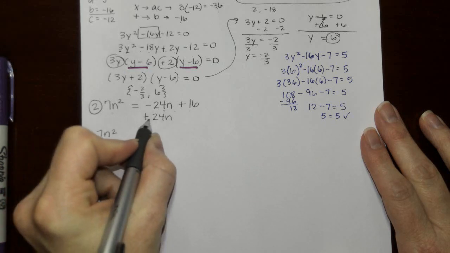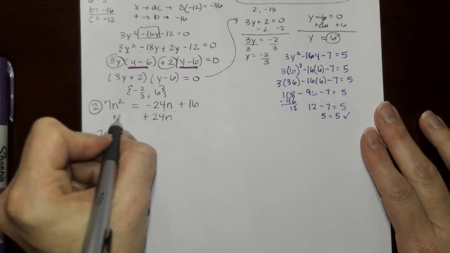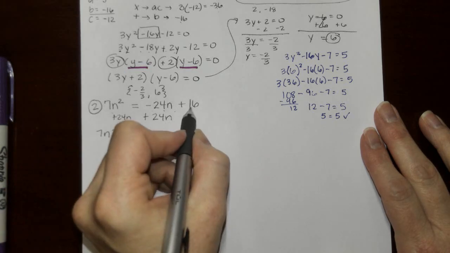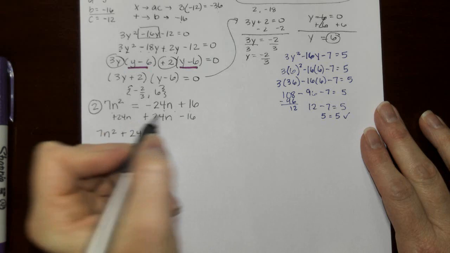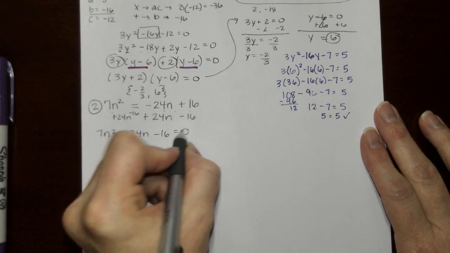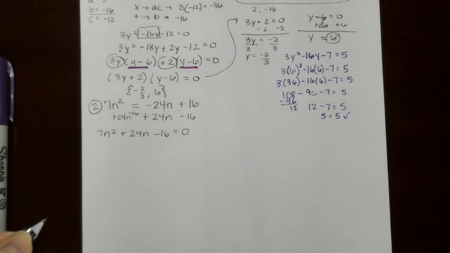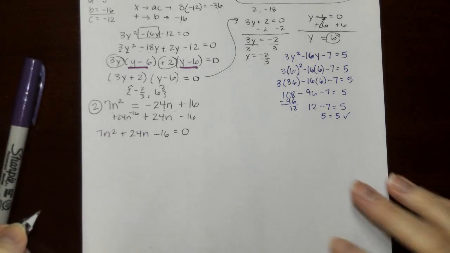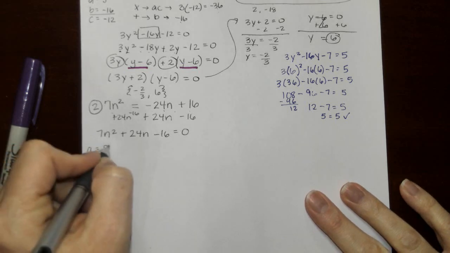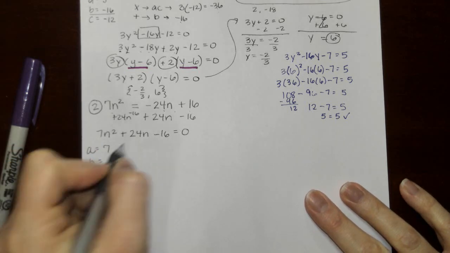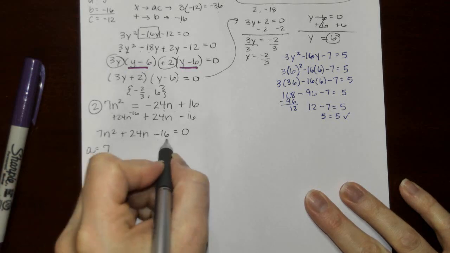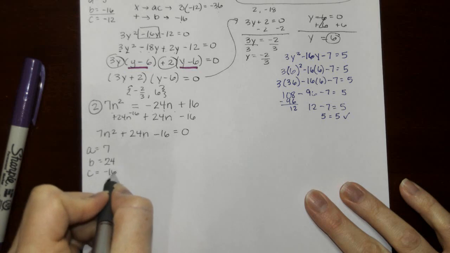So I have 7n squared. I'm going to move my positive 24n over. And then I have a plus 16, so I'm going to do the opposite. So I'm going to subtract 16. And when I do that, now it's equal to 0. I'm going to label my ABC. It's in standard form. So my A is 7. My B is a positive 24. And my C is a negative 16.